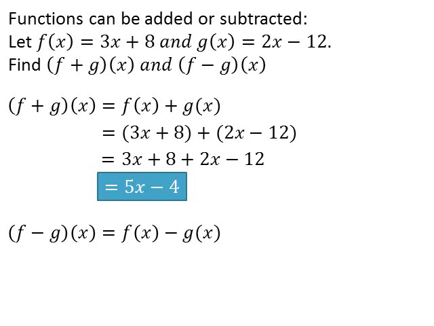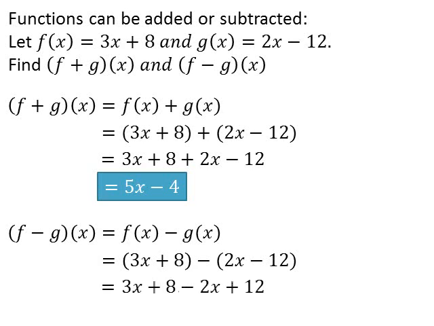Now f minus g of x, again, it's f of x minus g of x. So I plug them in. The f of x is 3x plus 8, the g of x is 2x minus 12, and this time I subtract those, so I have to distribute that second minus sign. So this becomes 3x plus 8 minus 2x plus 12. So I have 3x minus 2x, that's x, and 8 plus 12 is 20. So this is x plus 20. So that's adding and subtracting.